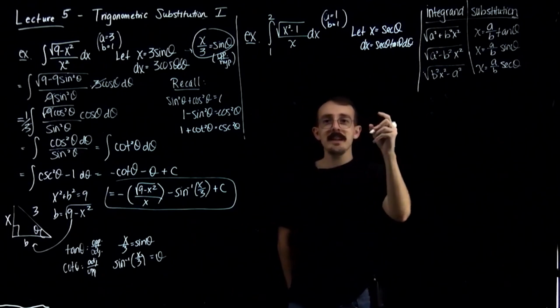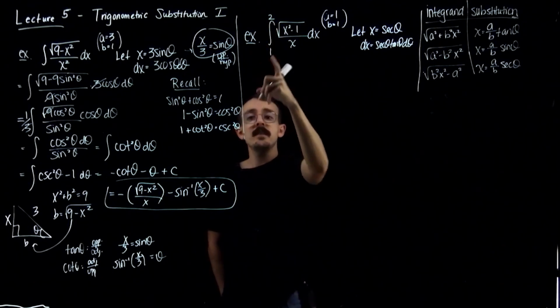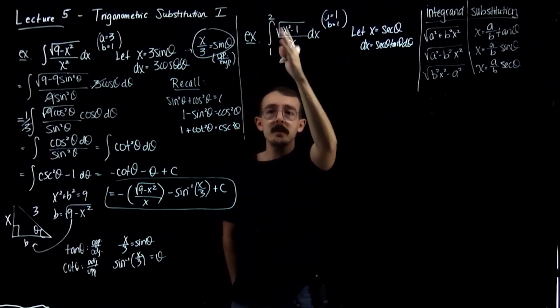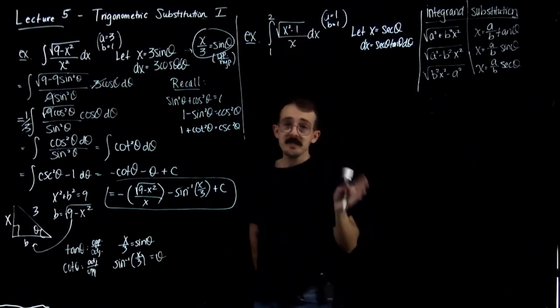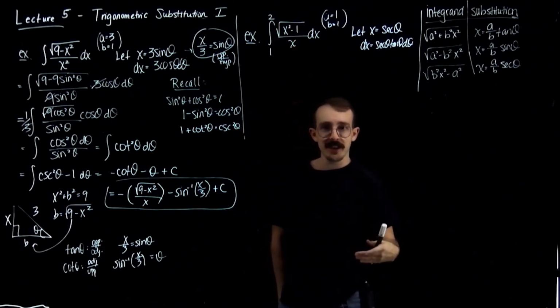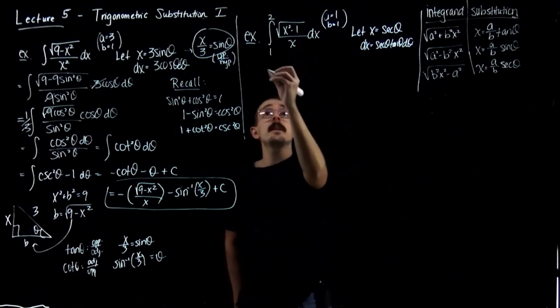OK, so let's go ahead and begin. So this is different because I have a definite integral, so I will be plugging these bounds in at the very end. But that's the only difference, is one extra step at the very end. Let's plug in what I have here.